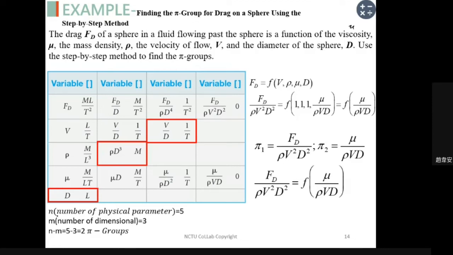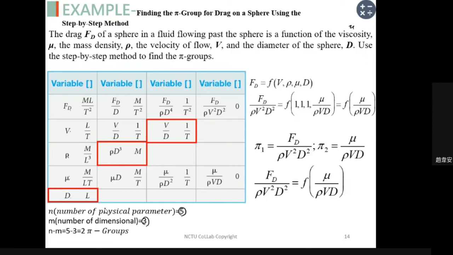So we just see how many physical parameters we have. It's 5, because we have the drag force, velocity, density, viscosity mu, and the diameter d. And the number of dimensions is 3. So for these problems, 5 minus 3 is equal to 2. So actually we have 2 pi groups. If you follow step by step, you can find out the pi groups.